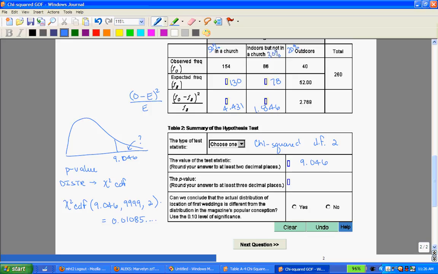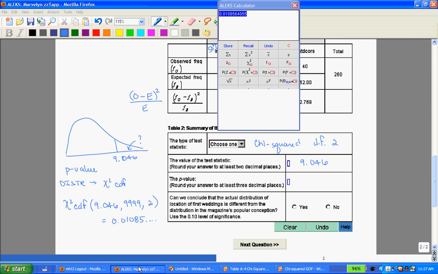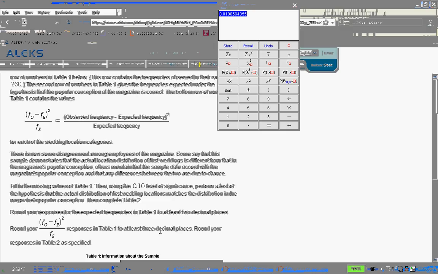Let's see. You could also do that with the ALEKS calculator. Let me see if it'll pull up. So you have here's your chi-squared, and we want to be greater than our test value, 9.046. And notice they have a box for you there, degrees of freedom 2. And you get the exact same thing, that 0.010856. So that's what they're asking for with a p-value.